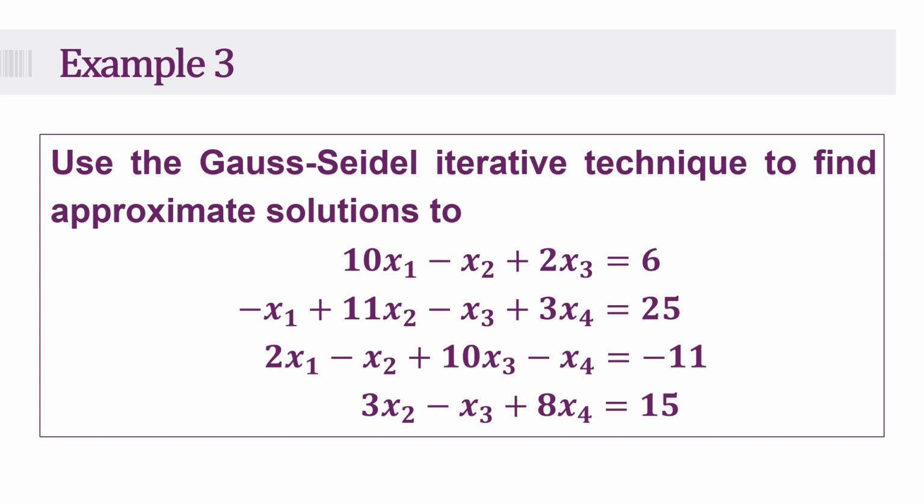For the last example, let's use the Gauss Seidel iterative technique to find the approximate solutions to 10x sub 1 minus x sub 2 plus 2x sub 3 equals 6, negative x sub 1 plus 11x sub 2 minus x sub 3 plus 3x sub 4 equals 25, 2x sub 1 minus x sub 2 plus 10x sub 3 minus x sub 4 equals negative 11, and 3x sub 2 minus x sub 3 plus 8x sub 4 equals 15.